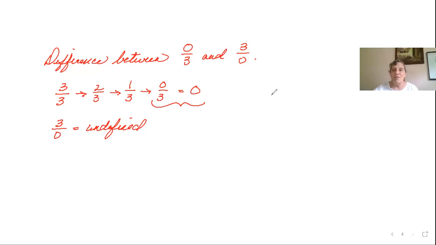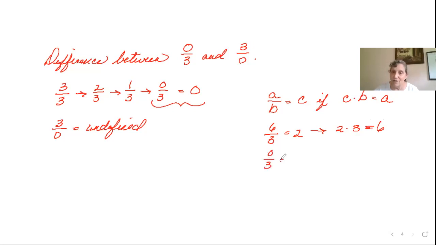A fraction is nothing but a division problem. A over B is equal to C if C times B is equal to A. In other words, 6/3 is equal to 2 because 2 times 3 is equal to 6. And I can say 0/3 is equal to 0, which works because 0 times 3 is equal to 0. This is this 0. This one is this 0.